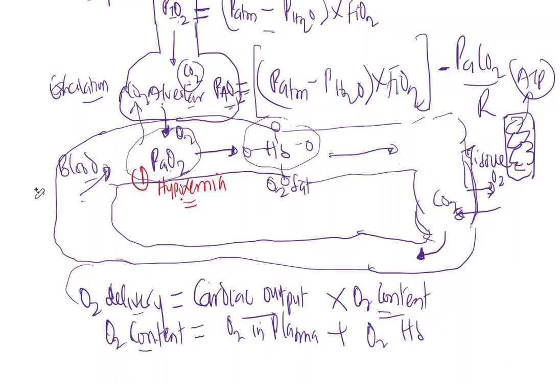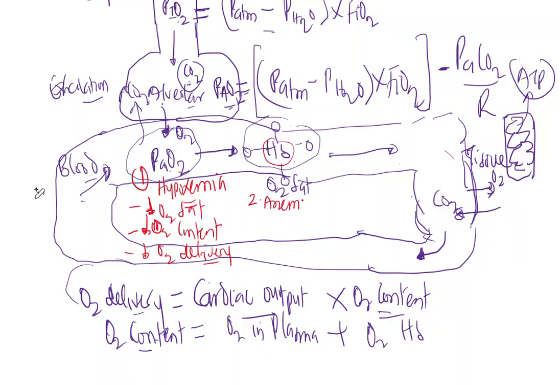With hypoxemia, that will lead to a decrease in oxygen saturation. So everything downstream will be affected. That will lead to a decrease in oxygen saturation, and that will lead to a decrease in oxygen content. So your oxygen content will be decreased, and that will lead to decreased oxygen delivery, and that will lead to what? Hypoxia. And then the next one is, what about if somebody has anemia?